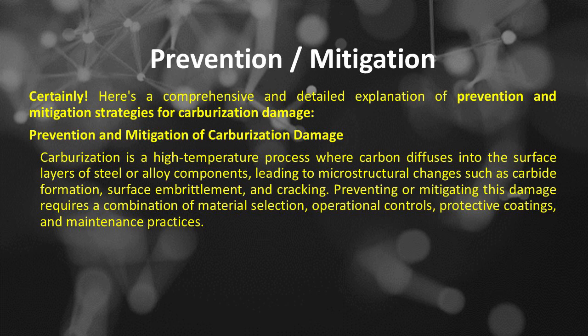Here is a comprehensive and detailed explanation of prevention and mitigation strategies for carburization damage. Carburization is a high-temperature process where carbon diffuses into the surface layers of steel or alloy components, leading to microstructural changes such as carbide formation, surface embrittlement, and cracking. Preventing or mitigating this damage requires a combination of material selection, operational controls, protective coatings, and maintenance practices.